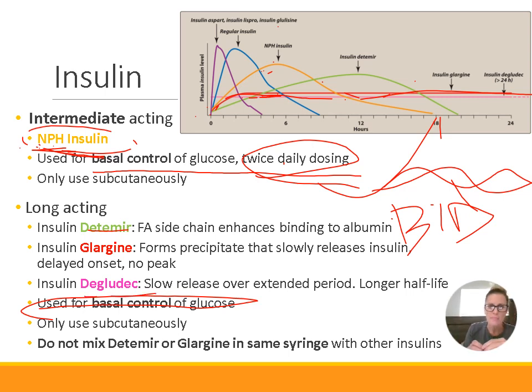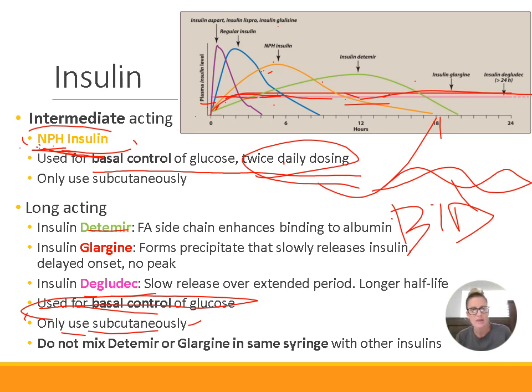Insulin degludec also has like a slow release over an extended period. It has a really long half-life, no peak at all. Insulin degludec is like perfectly mimicking what our basal insulin does. These insulins are only used subcutaneously. They're not injected IV or for emergency situations, DKA, any of that. They're just given subcutaneously for basal control of glucose.